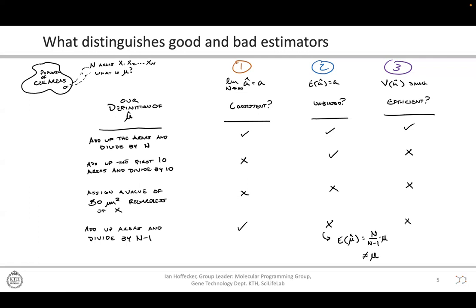Right. So yeah, and we can compute this here. So the expected value in this case, we can compute it directly. n times mu over n minus 1. This is not equal to mu. If we go and evaluate the expectation value for this formula.